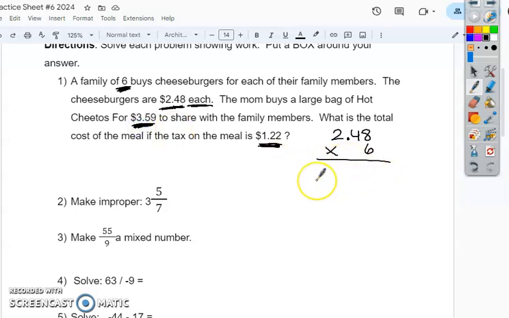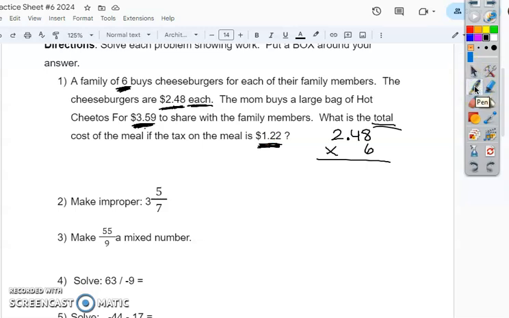That gives us a subtotal. And then we get our final total by adding on the tax, okay? So we're going to multiply, then add the hot Cheetos, then add the tax. That'll give us our total, okay? Number 2, make that improper.